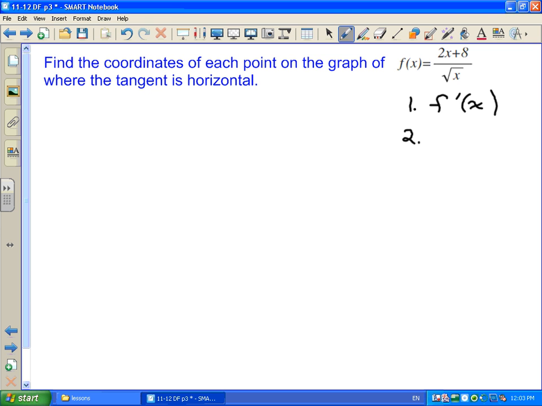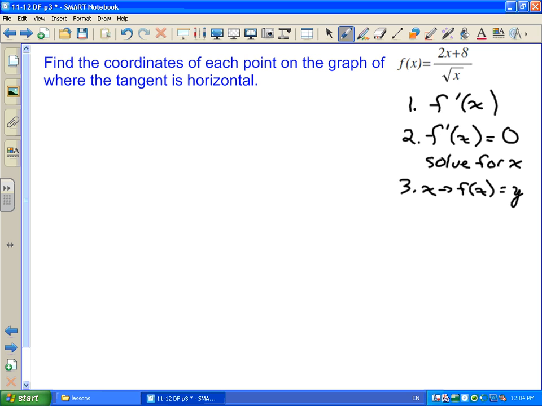Okay? If we're interested in the tangent being horizontal, what is that telling us about our tangent if it's horizontal? Or the value of the derivative, I guess. It's going to be 0. So we're going to set f primed at x equal to 0, and then we're going to solve for x. And then once we have x, because we want the coordinates of the point, we can take x, sub it into f at x to get y, because we want the coordinates.